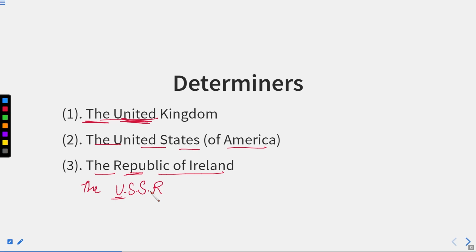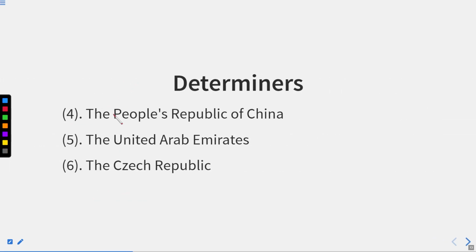Now let us move to the next one. The People's Republic of China, the United Arab Emirates, that is UAE, the Czech Republic. Now, one more thing is there. If we have any short name or acronym of these words, we can use the before that as well.